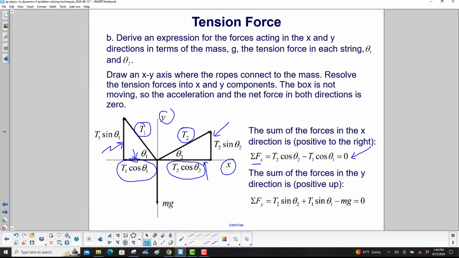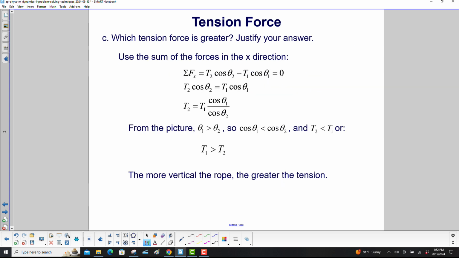There's no acceleration. The sum of the forces in the y direction is T1 sine θ1 plus T2 sine θ2. There they are. And we have mg going down, so that's negative. And once again, the acceleration is 0. Which tension force is greater?